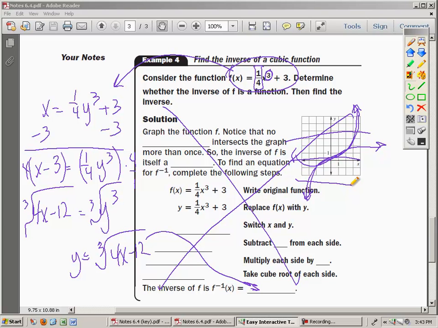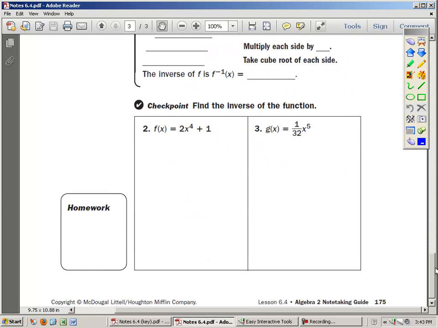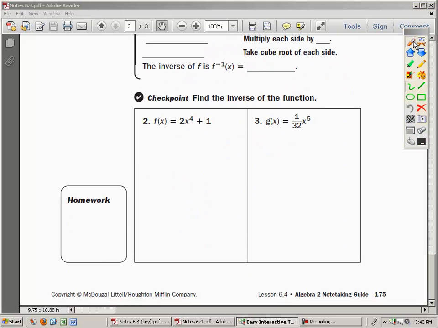All right. So again, not too terribly worried about that piece of it in terms of the graphing part. We'll spend more time with that tomorrow. Go ahead and try this checkpoint problem, and let's see how we do.